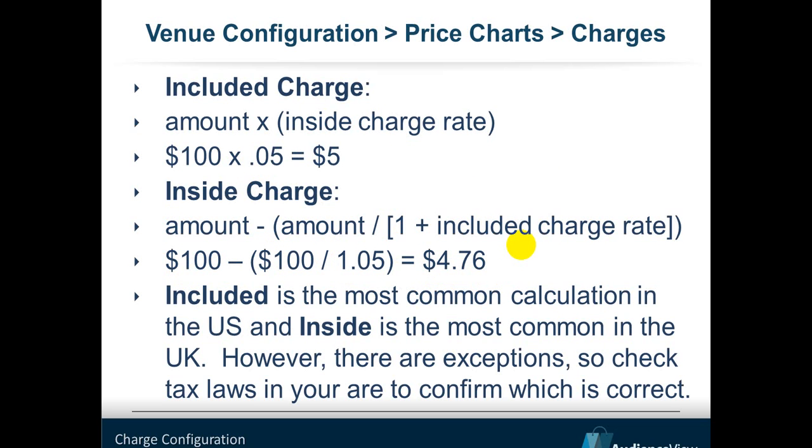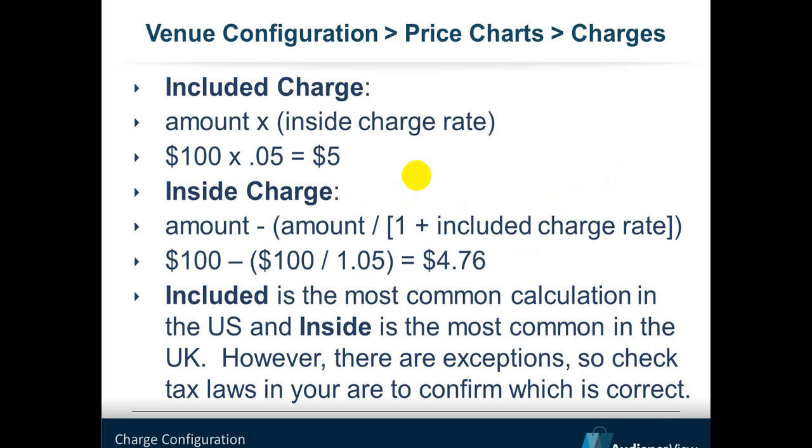I don't think you have to worry too much about how charges are calculated. You just need to know what is required for your region and always use that one. In general, included is more common in the US, and inside is more common in the UK, but there are exceptions. I was working with a customer in the US and thinking that they needed included, but they actually needed inside. So it's just important that you find out what the rules are regarding taxes in your location and use that. Like I said, this is in the documentation.